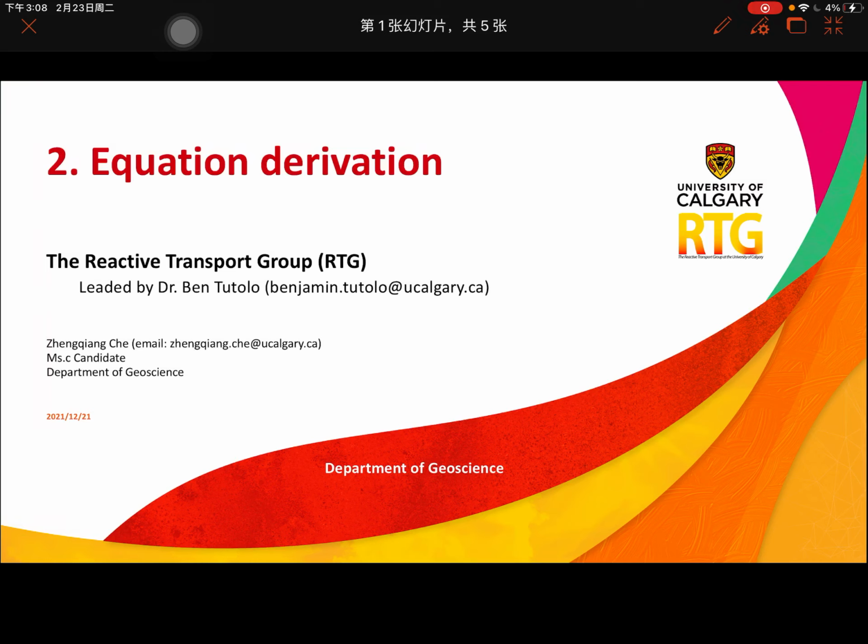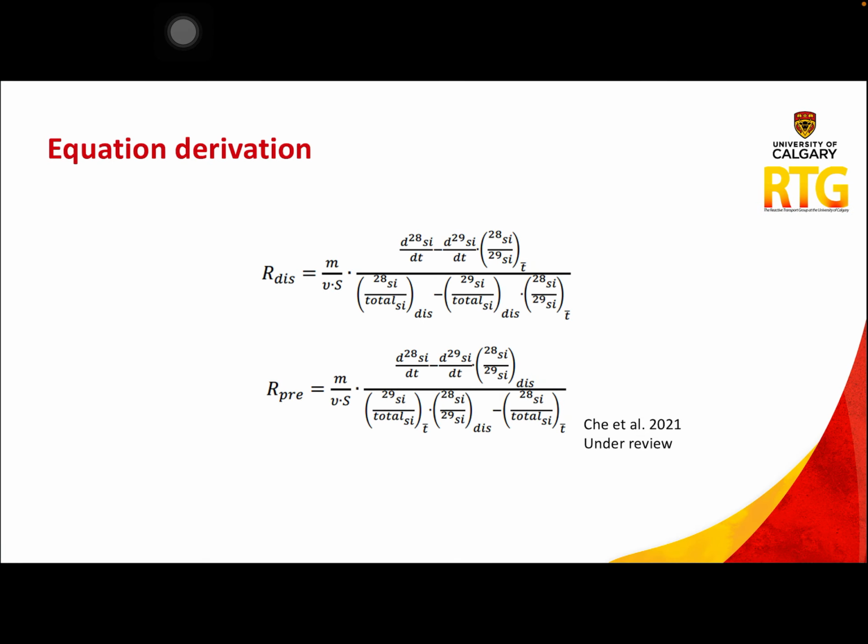Alright, this video is talking about the equation derivation with isotope doping methods. The following equations are used to depict the dissolution rate and precipitation rates in a batch system. I will walk through some of the deduction details and give you some intuitive sense about this.